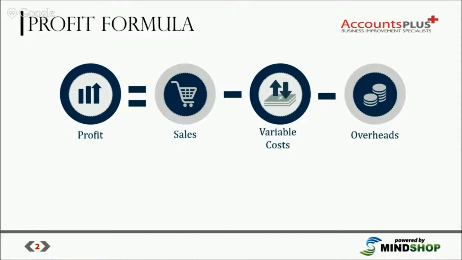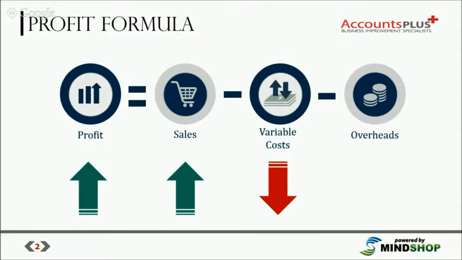If we go back to basics, we can look at the profit formula, which shows that profit is equal to sales minus variable costs minus overhead. And then if we want to improve our profits, we have the choice of either increasing our sales, reducing our variable costs, or reducing our overheads.